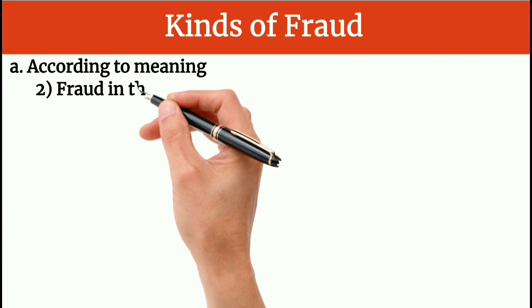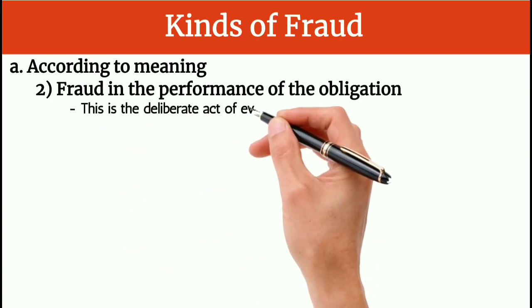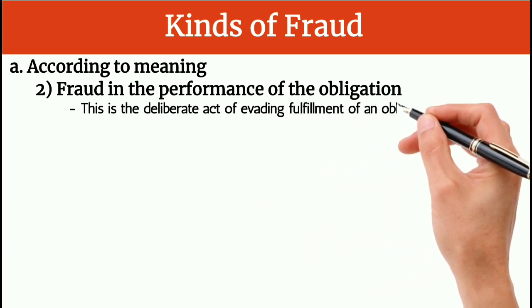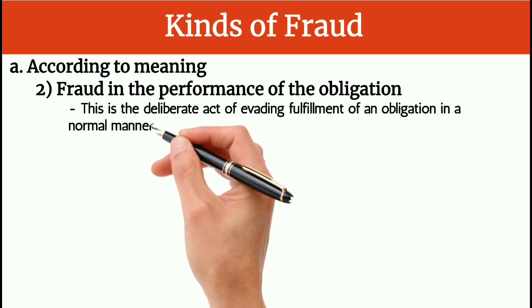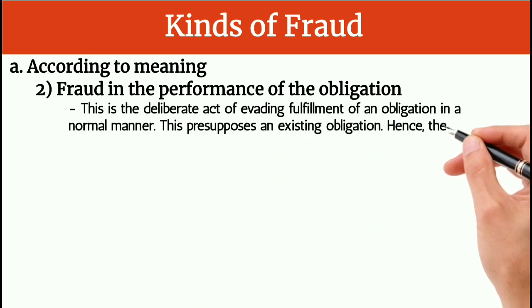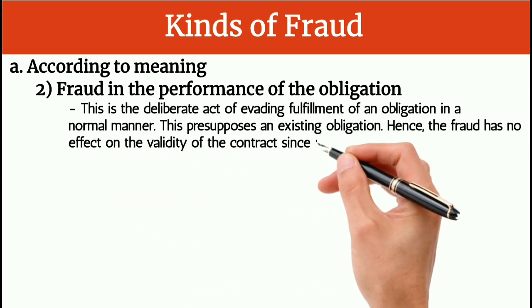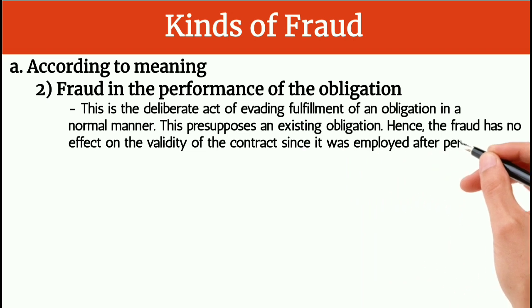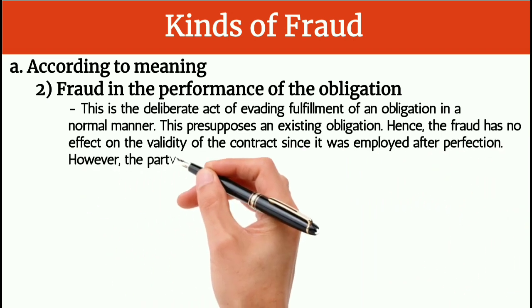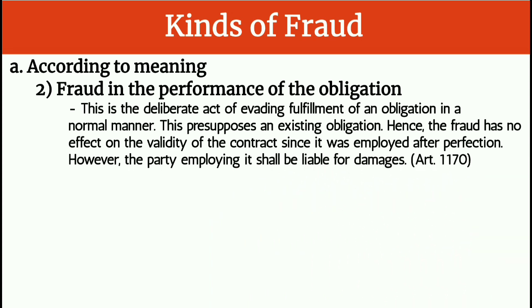Next is fraud in the performance of the obligation. This is the deliberate act of evading fulfillment of an obligation in a normal manner. This presupposes an existing obligation. Hence, the fraud has no effect on the validity of the contract since it was employed after perfection. However, the party employing it shall be liable for damages. This is Article 1170 of the New Civil Code of the Philippines.